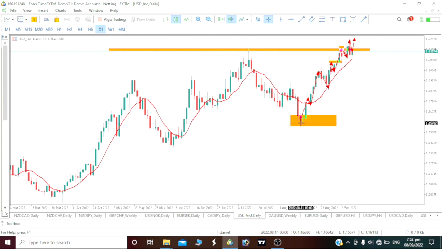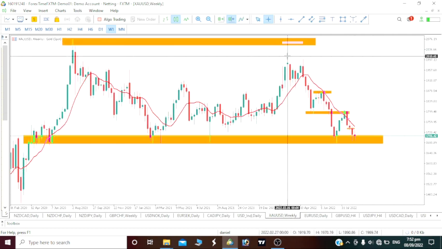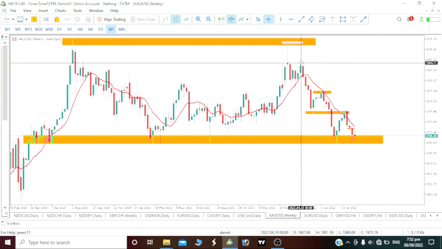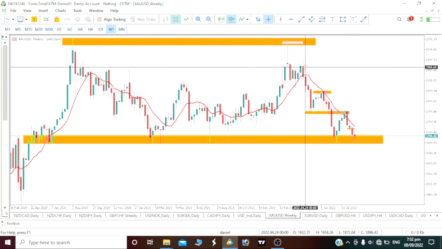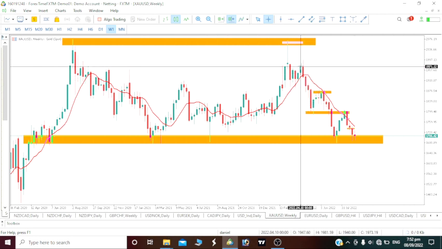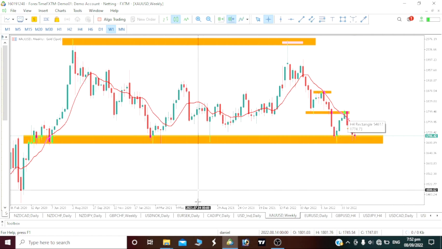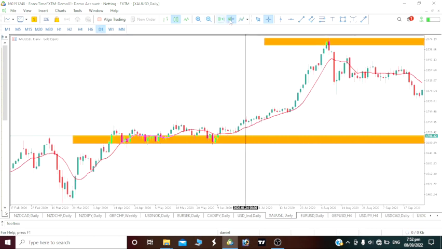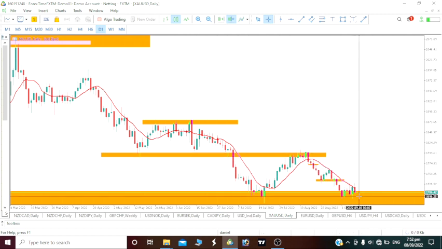Since I think it was August, we are having this impulse movement upward on our USD index. It was this same August period that we're having this bearish move on our gold. So this was around August. Basically this was the August period where we're having this drop on our gold.